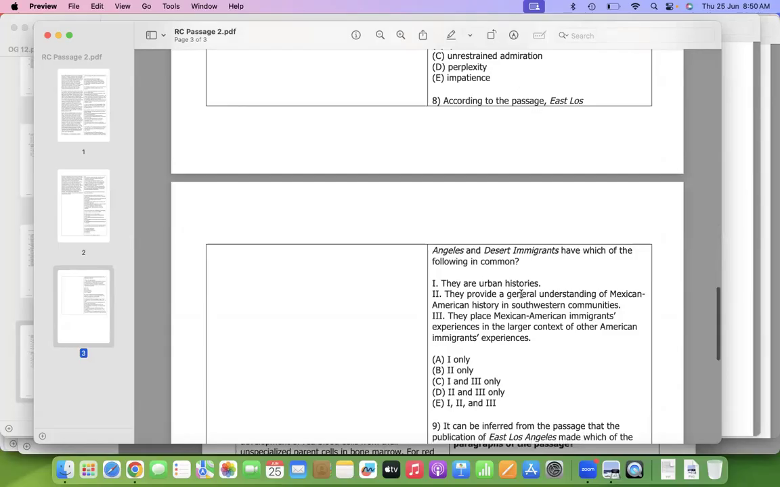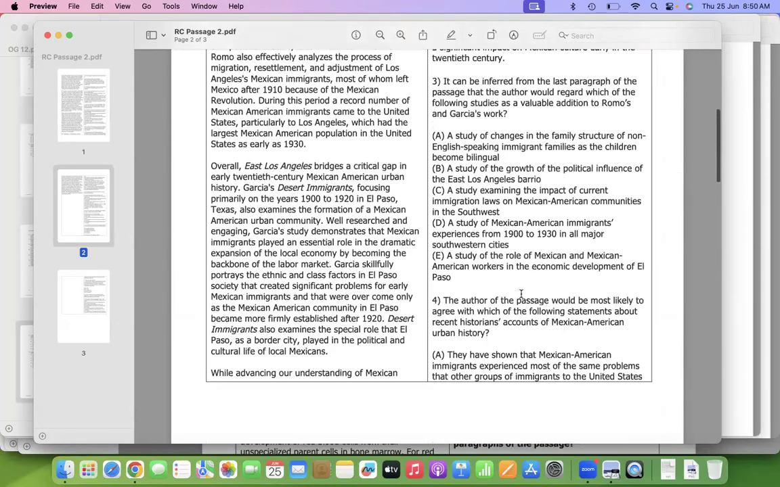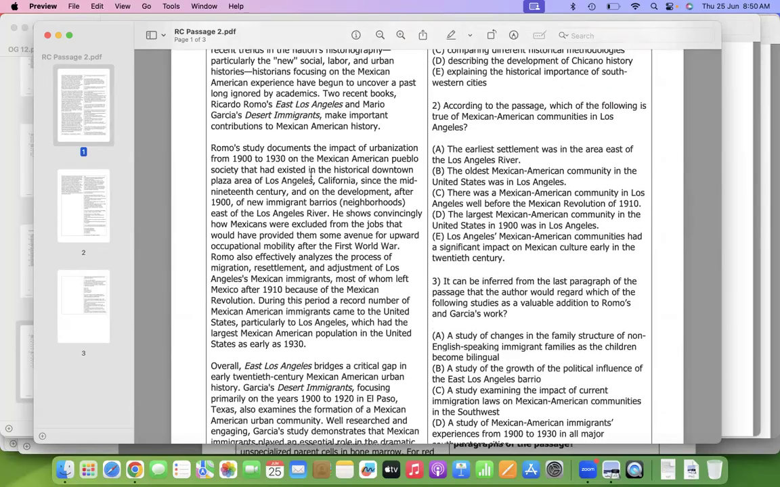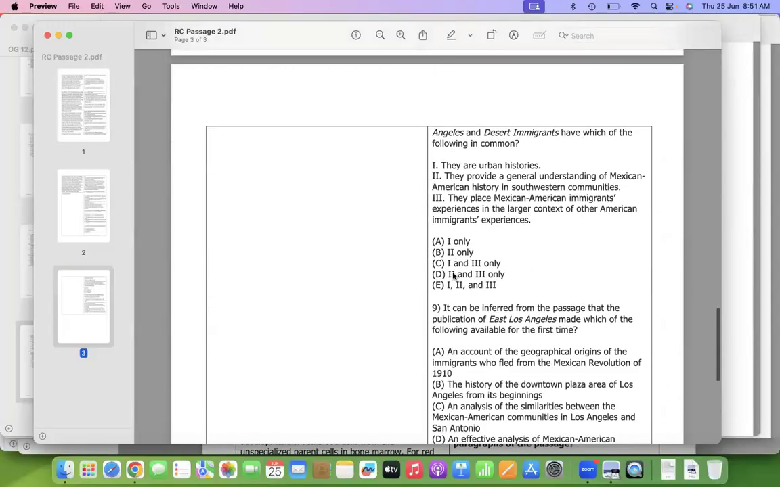Got it. What about A? Like, what's the direct evidence for that? Discrimination in the labor market is over here, that they were excluded from jobs. Understood. Got it now. Thanks. Okay.